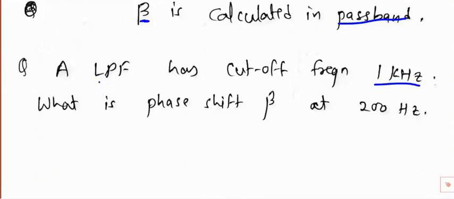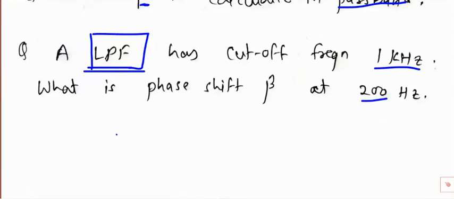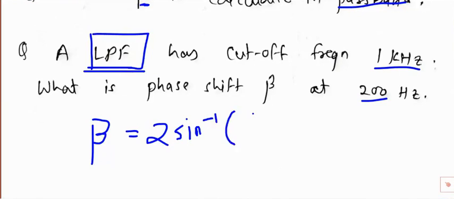Low pass filter has cutoff frequency 1 kilohertz. पहले तो आपको filter देखना है, low pass है कि high pass है, और accordingly proper formula use करना है. What is phase shift beta at 200 hertz? So we know the formula of beta. Beta equal to 2 sin inverse f by fc. This is the formula. So this type of questions are possible in the exam.